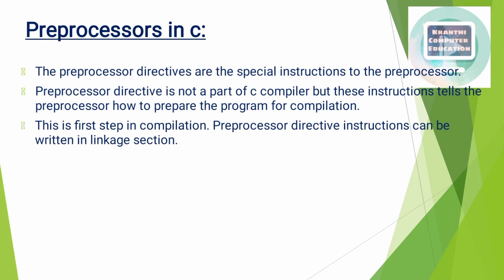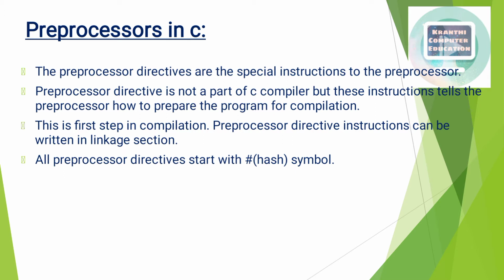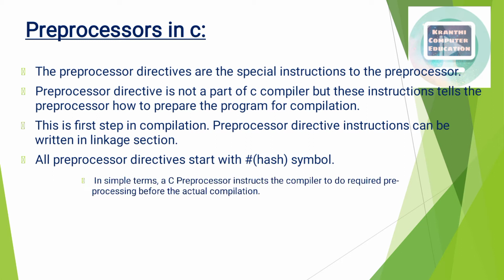The preprocessor directive instructions can be written in the linkage section. In the structure of a C language program, in the linkage section, we have to write these preprocessor directive statements. All preprocessor directives must start with a hash symbol. This symbol is called the hash symbol. All the preprocessor statements must start with this hash symbol.